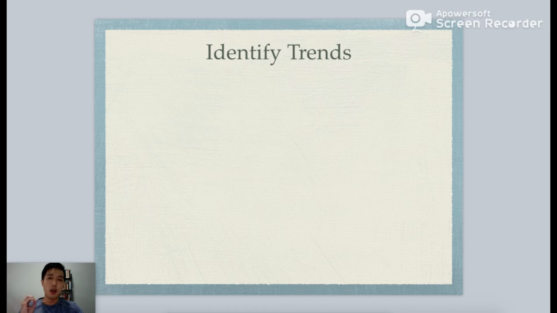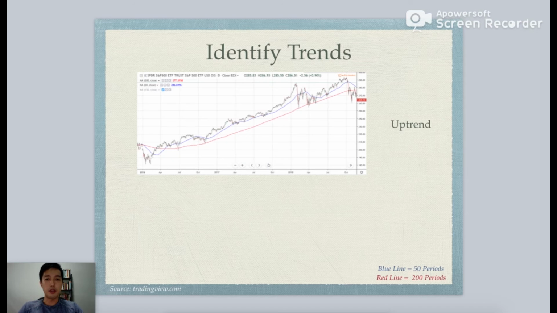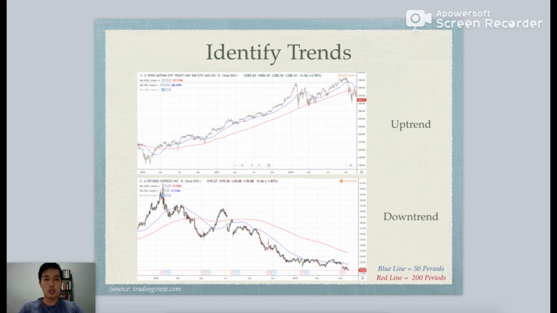So how do you actually use moving averages to identify trend? This is an example: moving averages on an uptrend, and moving averages used to identify a downtrend. How do we know whether it is an uptrend or downtrend? Very simple. If the 50 days is above the 200 days and both of them are sloping up, you know that the stock is on an uptrend. Vice versa, if the 50 days is below the 200 days, because the short term is below the long term, and both lines are sloping down and the price is below the lines, you know that this stock or ETF is currently on a downtrend.